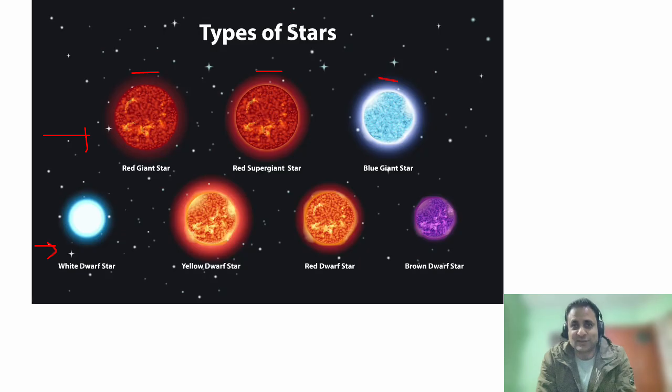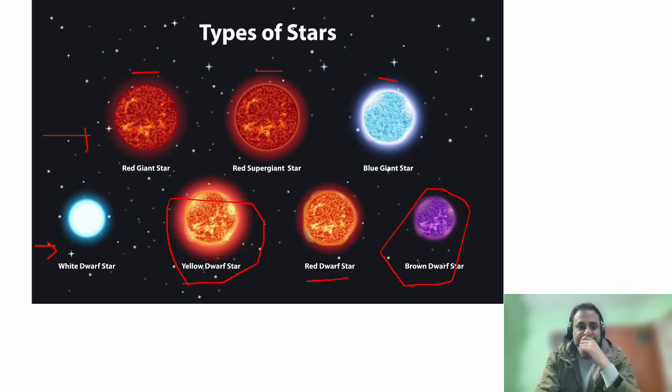So let's say the white dwarfs are the remnants of sun-like stars. And then we have the yellow dwarf star. Our sun is basically this one. So our sun is a yellow dwarf. And then you also have the red dwarf and the brown dwarfs. The brown dwarfs are the failed stars. If they don't have enough mass, they cannot burn hydrogen, so they will just die out.